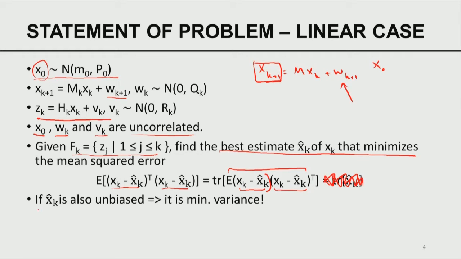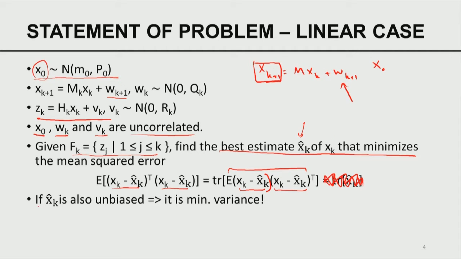Now we have stated the problem. I want an estimate x k hat of x k such that it minimizes this mean square error. That is the statement of the problem, because I have been given all the information up to k. Because I am interested in estimating the state x k, this is also called the filtered estimate. The estimator that estimates x k hat is called the filter equation. That is where the notion of filter comes in.